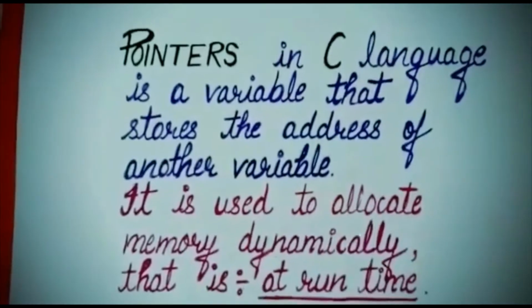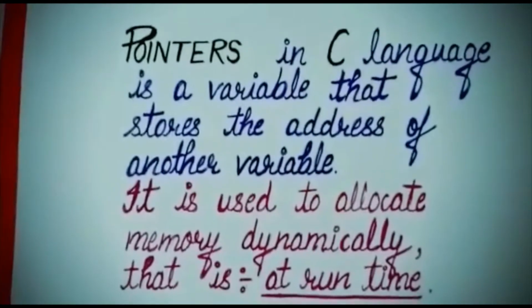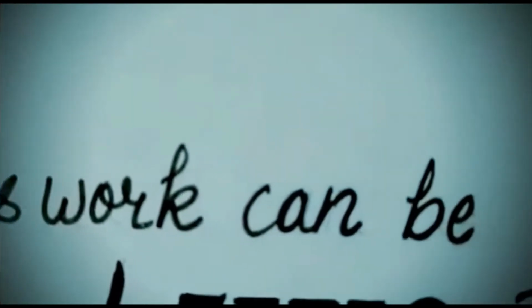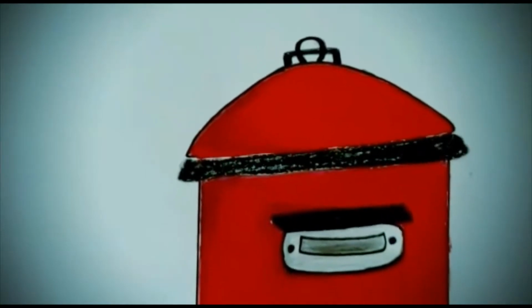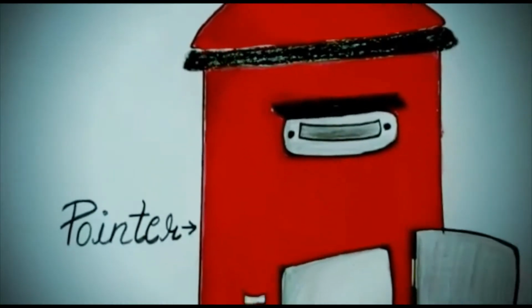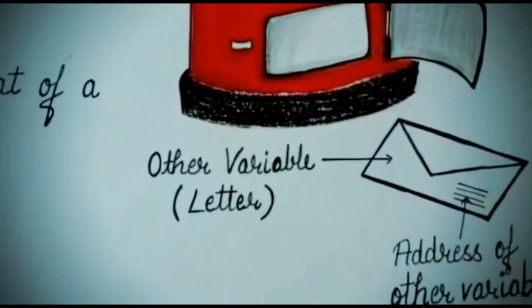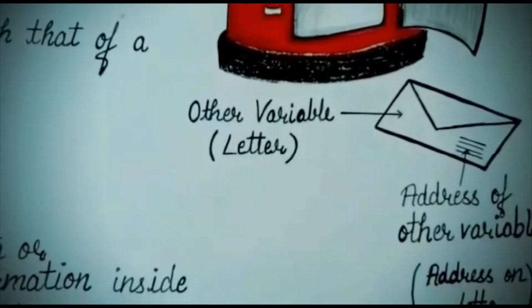So here you can see what is a pointer. It uses the concept of dynamic memory allocation, that is, allocating system memory at the runtime. So here I am comparing, or you can say its work can be compared with the working of a letterbox. A letterbox is a pointer, a letter is another variable, and the address of the other variable is the address on the letter.